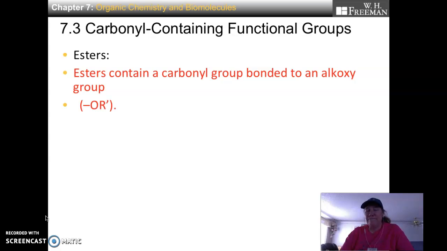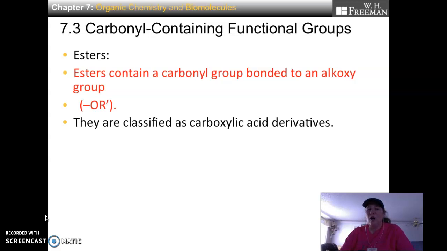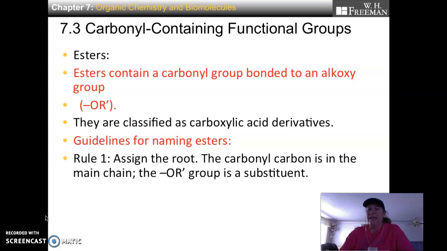These are probably maybe the toughest ones to name, but they're really not that bad if you follow the rules, okay? They're called carboxylic acid derivatives. And to make an ester, you take a carboxylic acid and an alcohol and you put them together. So if you're going to name them, again, you got to look for not the longest chain, but you got to look for the chain that has a double bond O on it. You know, the one that has the carbonyl group.